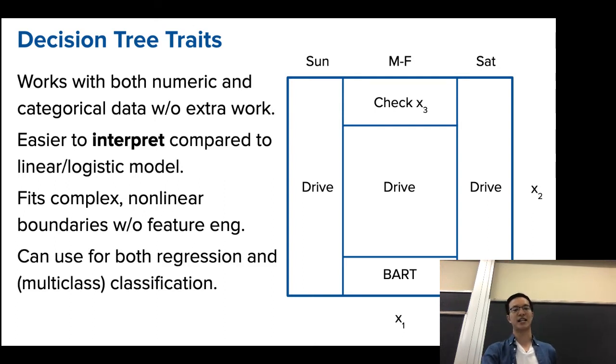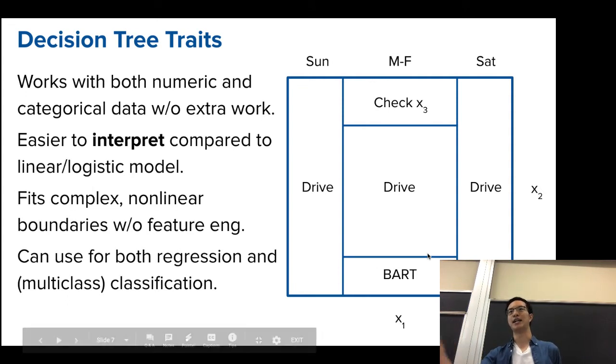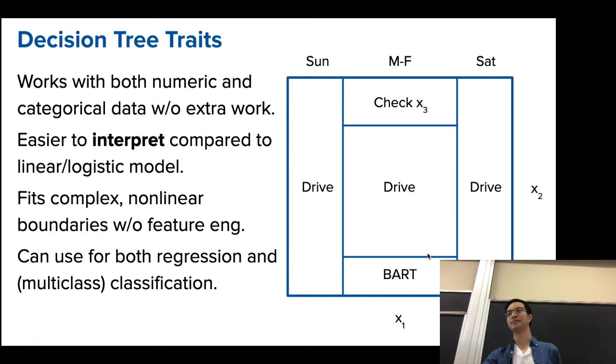And the nice thing about it is that we can use it for both regression and multi-class classification without additional machinery. So you can imagine here, instead of driving, I can just predict the time it takes to get to San Francisco. And I can have a set of rectangles that each give me a different time needed to get to San Francisco.